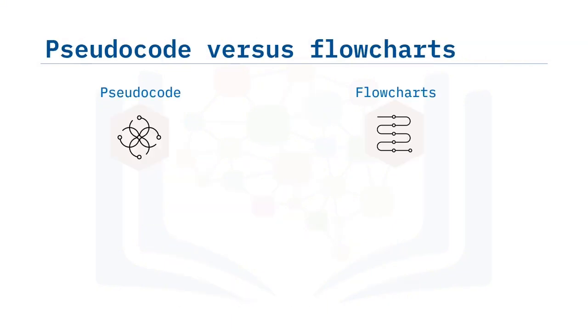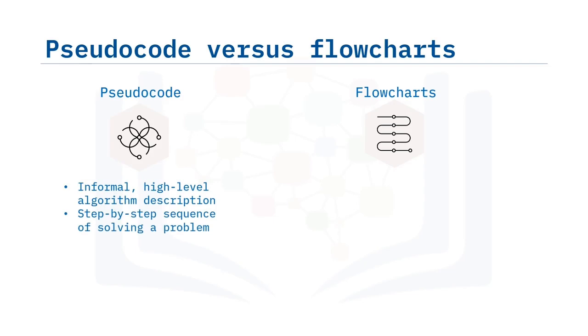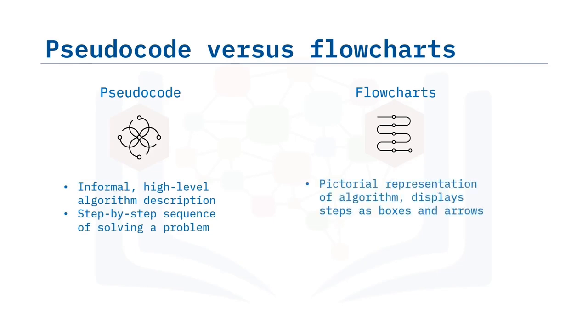There are two main methods of organizing code: flowcharts and pseudocode. The main difference between pseudocode and a flowchart is that the former is a basic high-level description of an algorithm. An algorithm is a step-by-step sequence of solving a given problem. A flowchart is a pictorial representation of an algorithm, showing the steps as boxes of various shapes and colors connected by arrows that indicate their order. Flowcharts are used in designing or documenting a process or program.